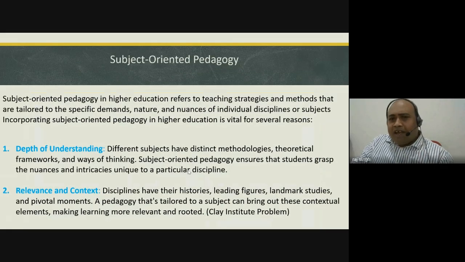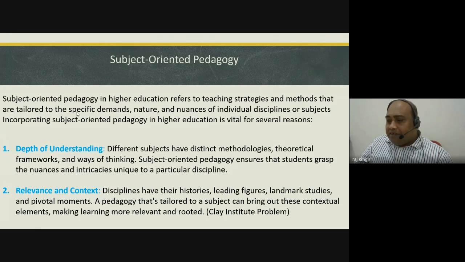So why is STEM oriented pedagogy or subject or discipline oriented pedagogy important? Professor AC Pandey has covered it, but I will point out some points on why it is very important. Subject oriented pedagogy in higher education refers to teaching strategies and methods that are tailored to the specific demands, nature, and nuances of individual disciplines.